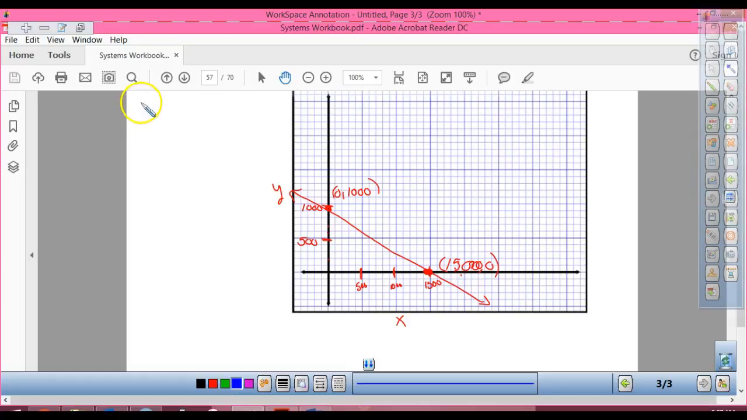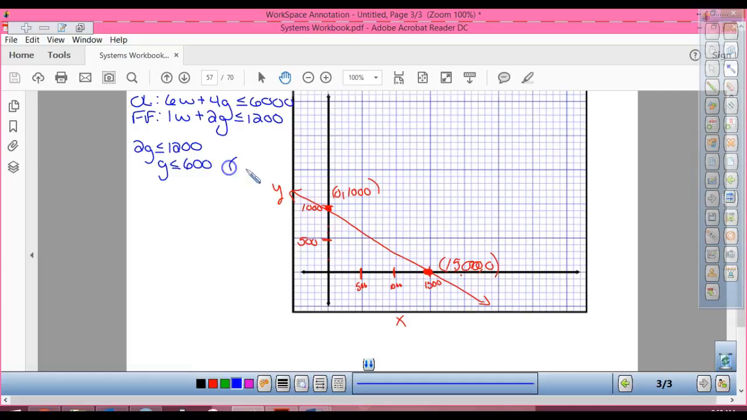So, somebody help me out with what my two equations was. My Wonka's or my Oompa Loompa's was... thousand. Okay, and my fuzzy fizzies are 1200. Thank you. Alright, so now we gotta do fuzzy fizzies, right? Okay, so we're gonna cover up our W. We have 2G is less than or equal to 1200. So G is less than or equal to 600. That point is 600, 0.